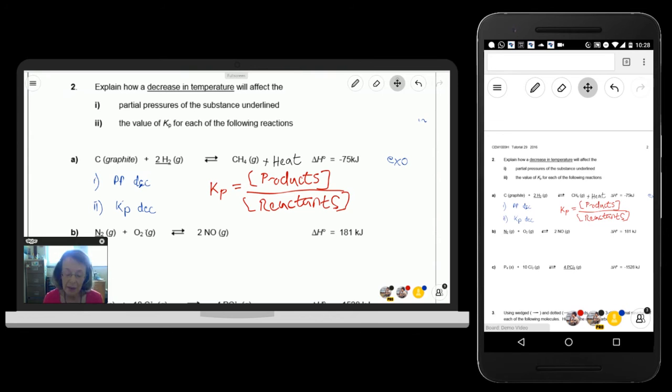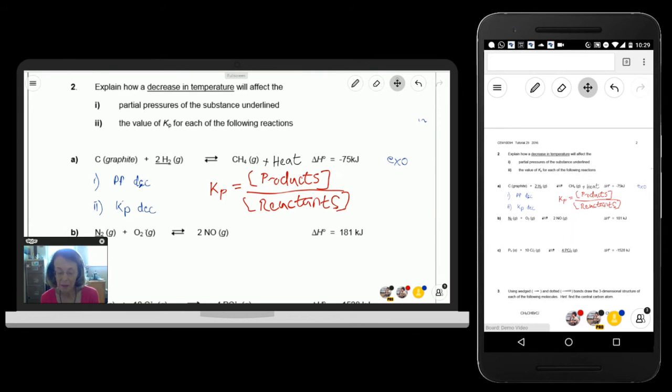But the idea of adding the heat as a product or reactant already shows me you understand something about the reaction, and then you could simply say the partial pressure decreases because the reaction favors the products when you decrease the temperature.